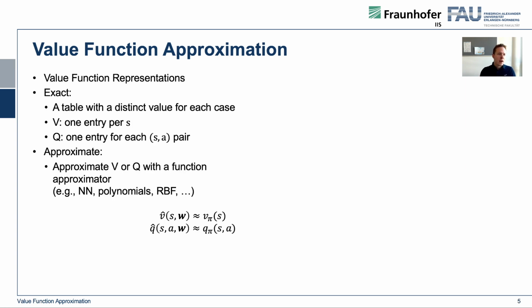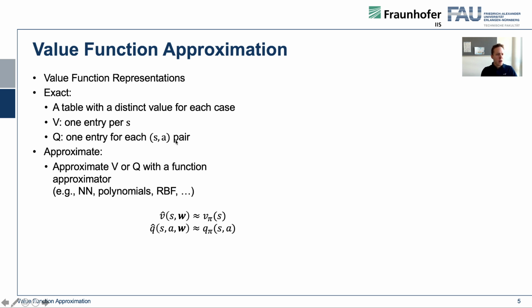And as the name of the lecture suggests, what we want to do is approximate the value function. What we've done so far, we represented the value function in an exact way, meaning that we hold a table that holds a distinct value for each of the cases. If we want to estimate the state values, we have one entry per state, and if we want to estimate the Q values, we have one entry per SA pair.